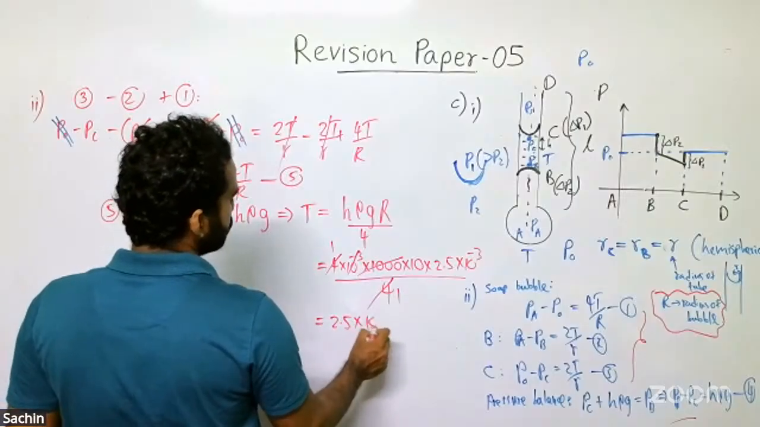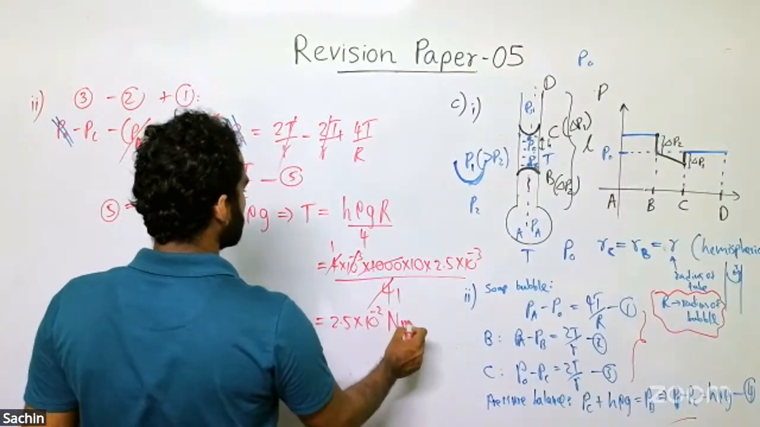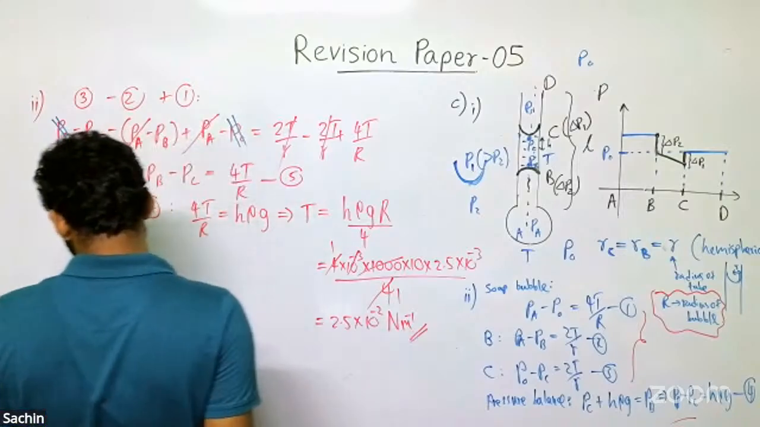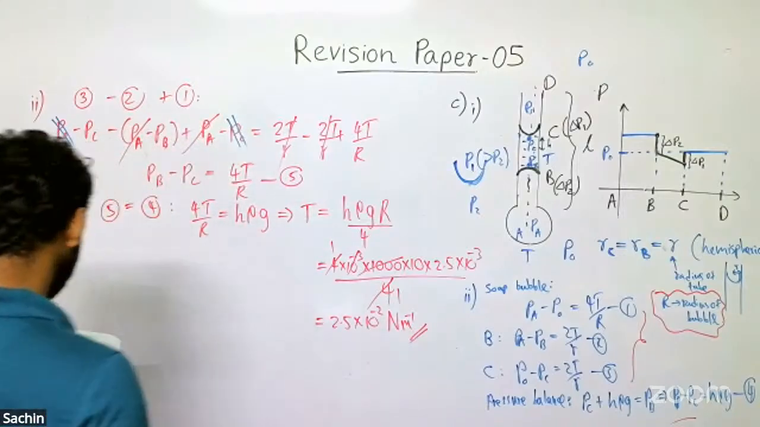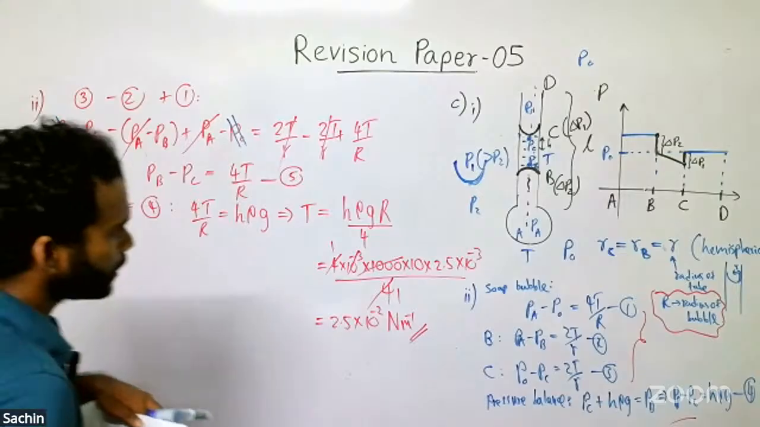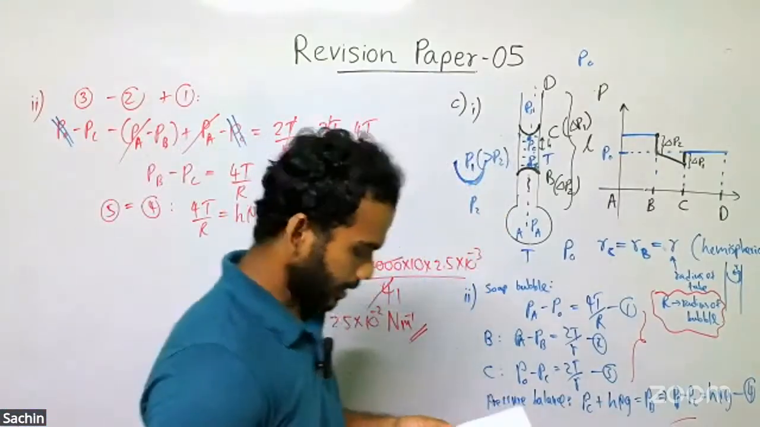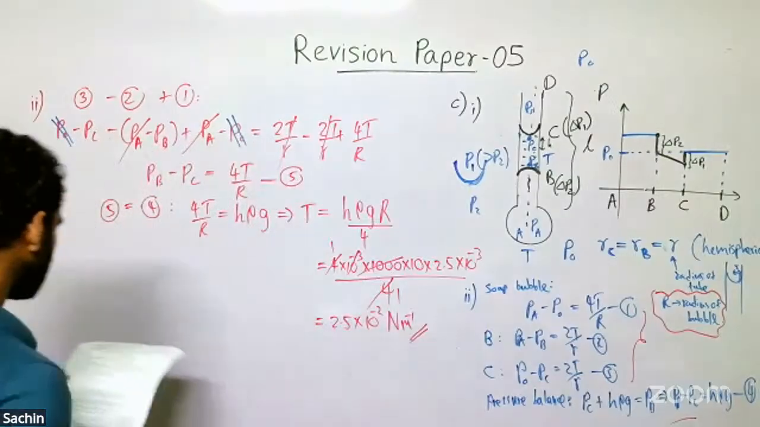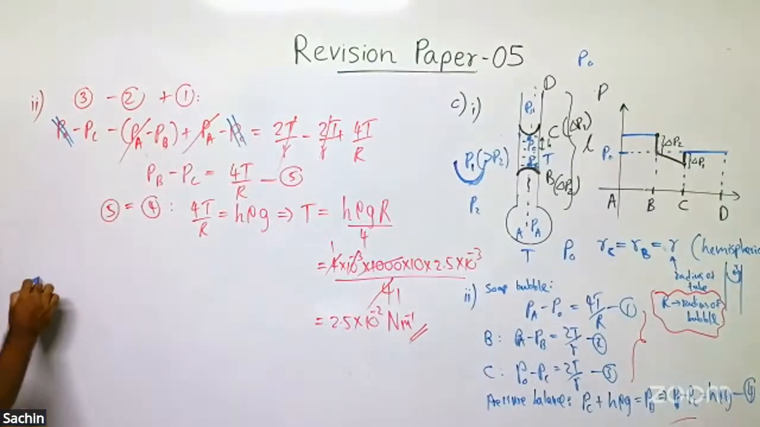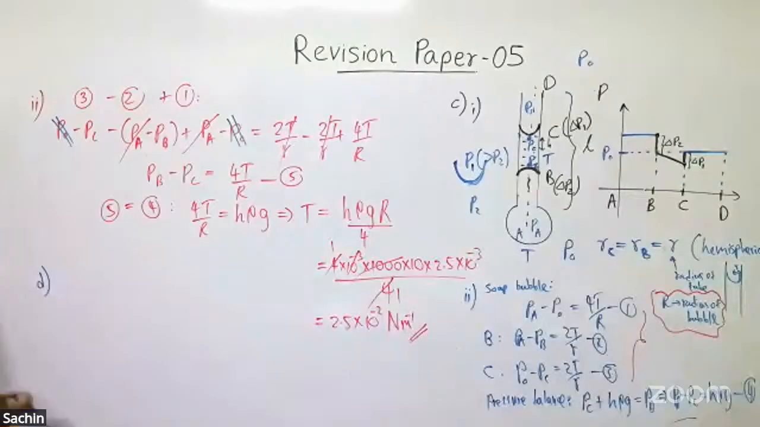2.5 into 10 to the power minus 2 Newton per meter. So that is the surface tension of the liquid. Okay, a good one. Then there's another part D. I'm going to continue with that one quickly.